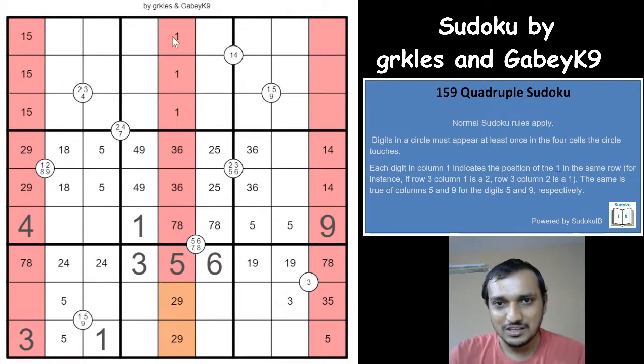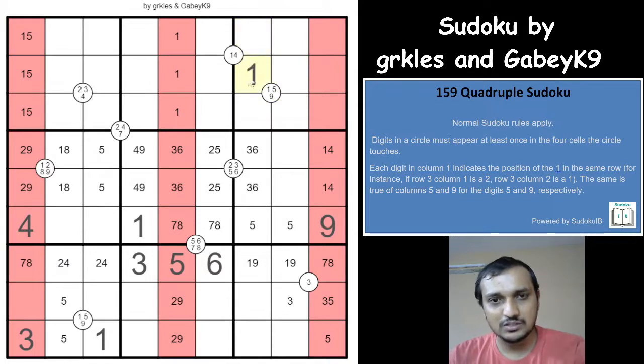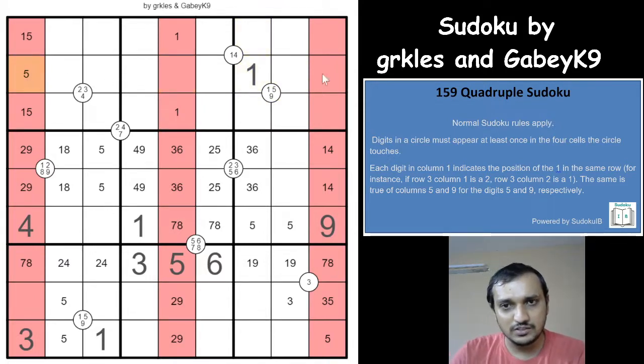So which means 1 cannot be in any of these 3 cells. I'm sorry. 1 is in one of these 3 cells. 1 cannot be in these 2 cells. 1 would have to be here. You cannot have a 1 here because 1 has to be in one of these 4 cells. So you eliminate 1 from this cell. This cell is a 1 now. That eliminates 1 from both of these cells.